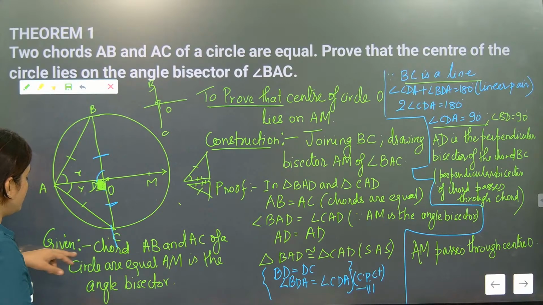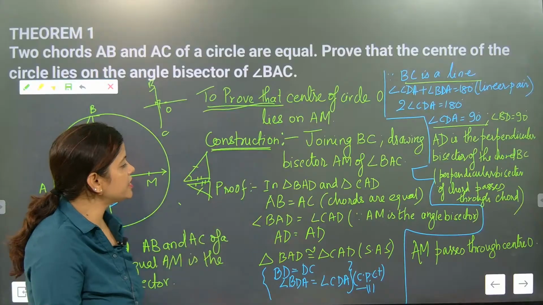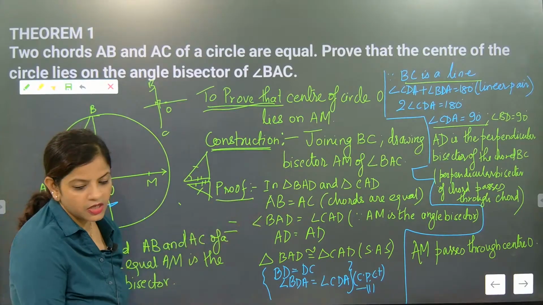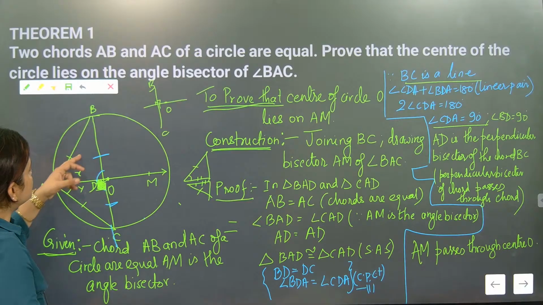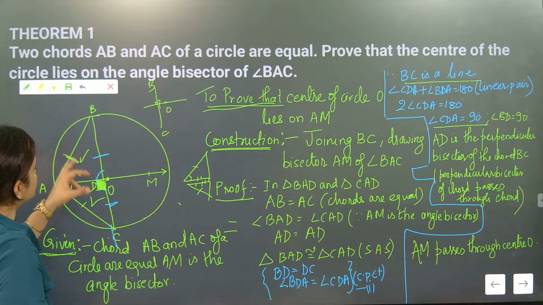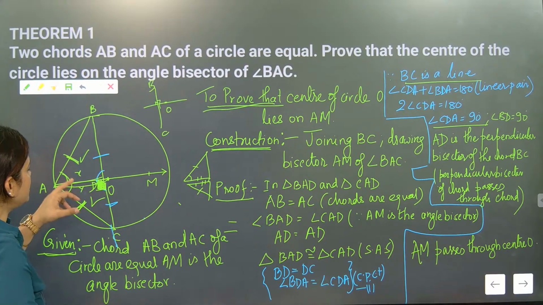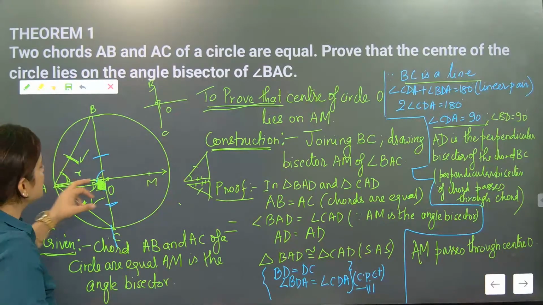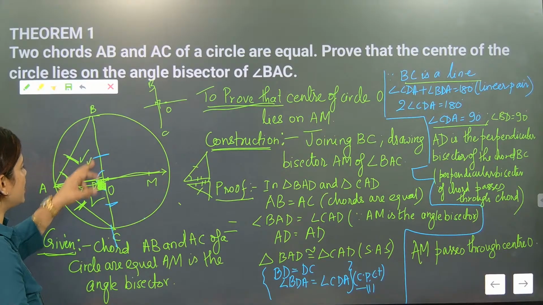So what we did, we wrote the given section, the to-prove section, and the construction section. Now in the proof section, these two are triangles. In the proof section, we said this side is equal to this side. This is common, and this angle is equal to this angle. Why? Because this is the perpendicular bisector. After that, we proved these two are congruent.